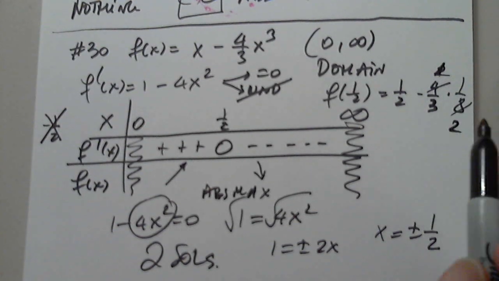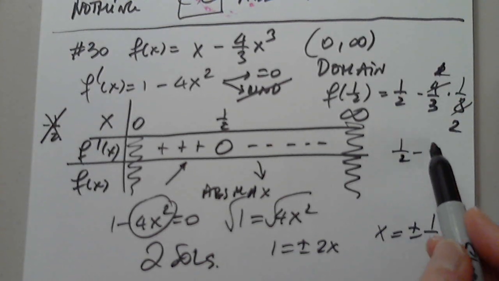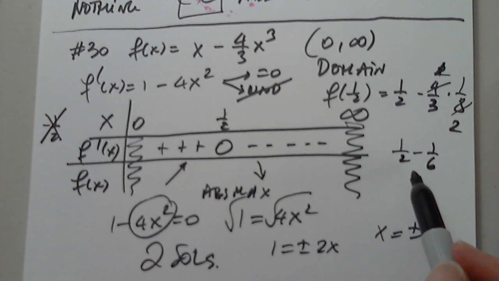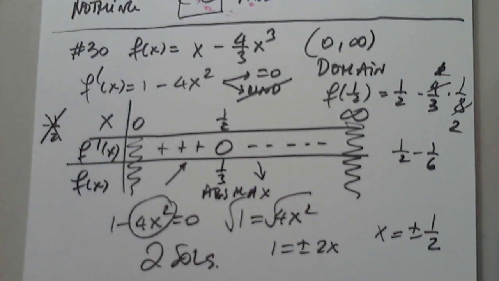It's 1 and 2. So 1/2 minus 1/6. So I'm getting 2/6, which is 1/3. Any questions? Okay. That's all you needed to do.